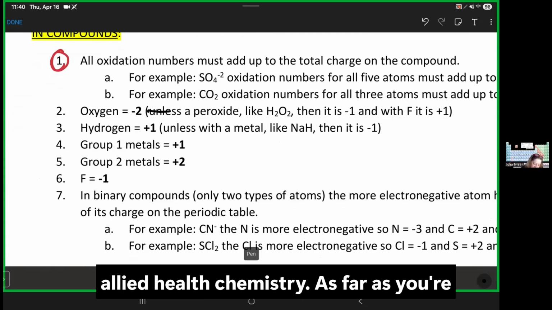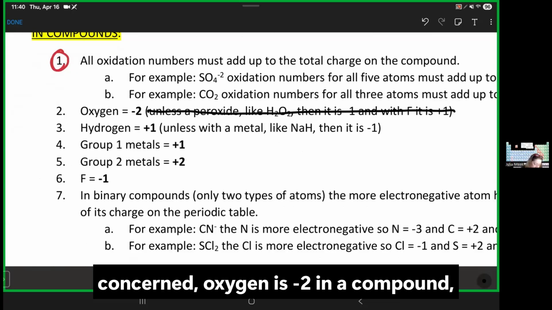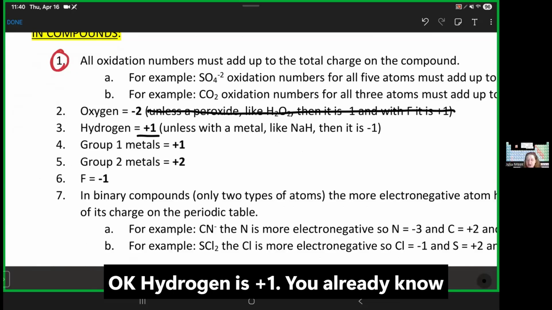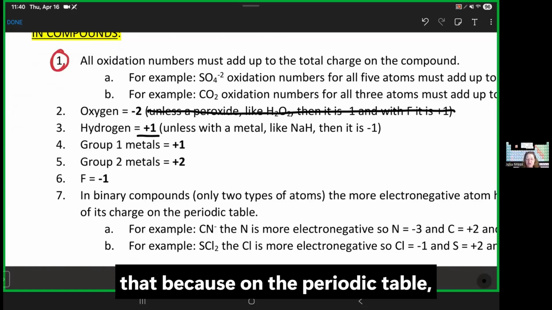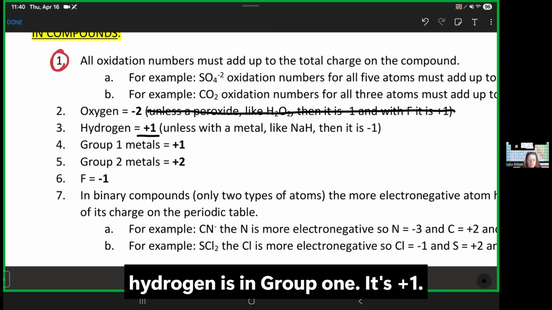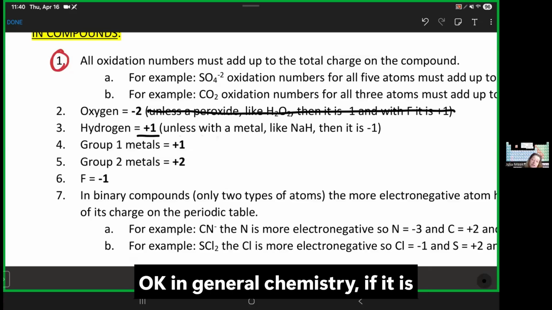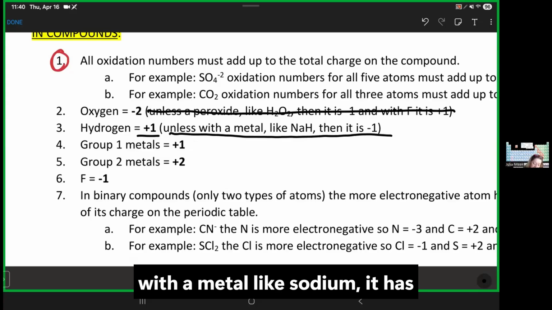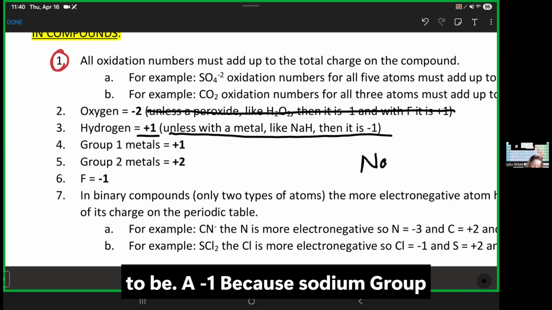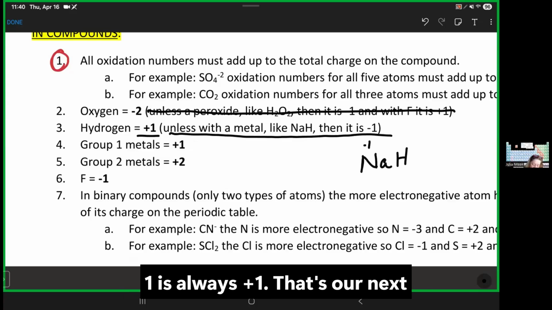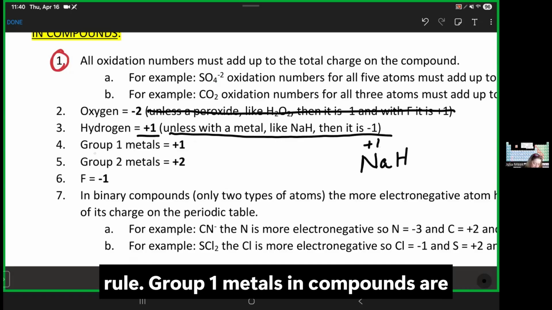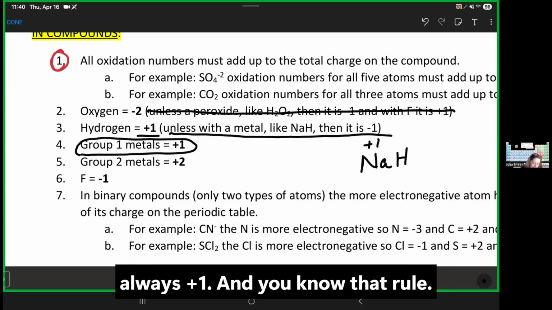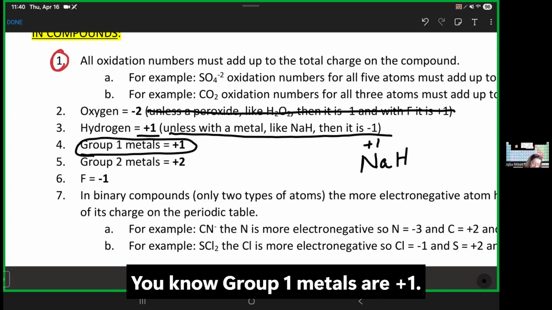Okay, so allied health chemistry, as far as you're concerned, oxygen is -2 in a compound. Hydrogen is +1. You already know that because on the periodic table, hydrogen is in group 1, it's +1. In general chemistry, if it is with a metal like sodium, it has to be a -1 because sodium, group 1, is always +1. That's our next rule. Group 1 metals in compounds are always +1. And you know that rule. You know group 1 metals are +1.